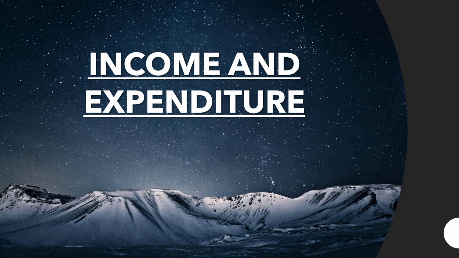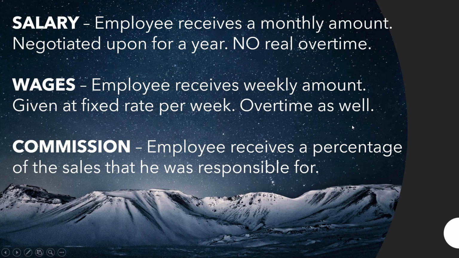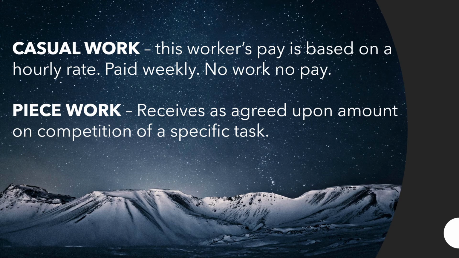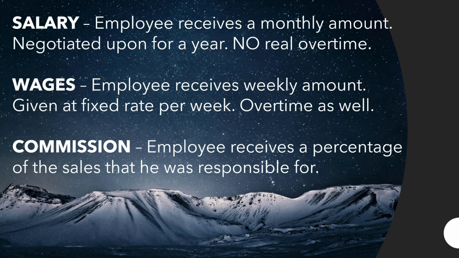We are quickly going to talk about some terms around income and expenditure, right? And you'll see some of the terms that we are going to be dealing with. We're looking at the ways people are actually making money. And there's going to be terms like salary, wages, commission, casual work, and piecework. So let's go and have a look at what these terms mean, because these things are going to come up when we deal with questions around income and expenditure.